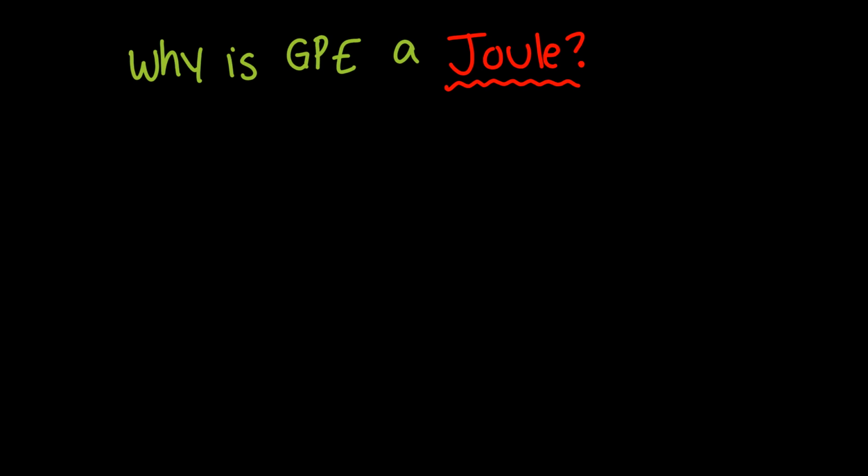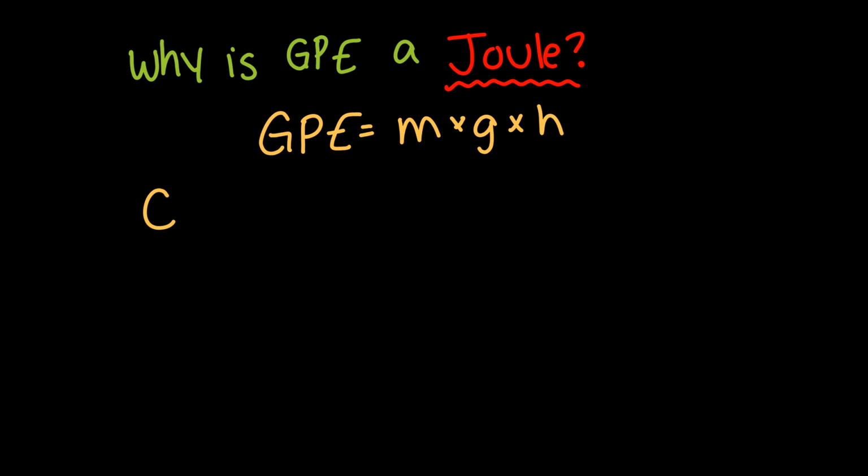Hi, in this video we're going to go over why the gravitational potential energy unit is called a joule. So I'm just going to start by writing my equation. GPE is equal to the mass times gravity times height. Now I'm going to rewrite it, adding my units.